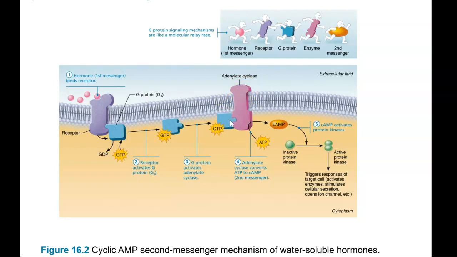From here, the adenylate cyclase is going to convert the ATP to cyclic AMP. So it'll go from adenosine triphosphate to cyclic adenosine monophosphate. And then the cyclic AMP is going to activate the protein kinases. Once the protein kinase is active, this is going to trigger the response of the target cell. So it's either going to activate an enzyme, stimulate cellular secretion, or open an ion channel.